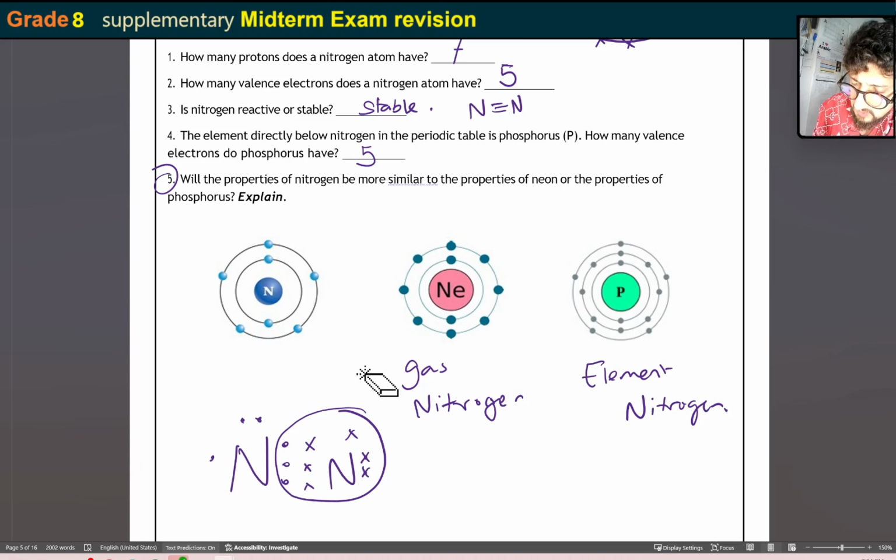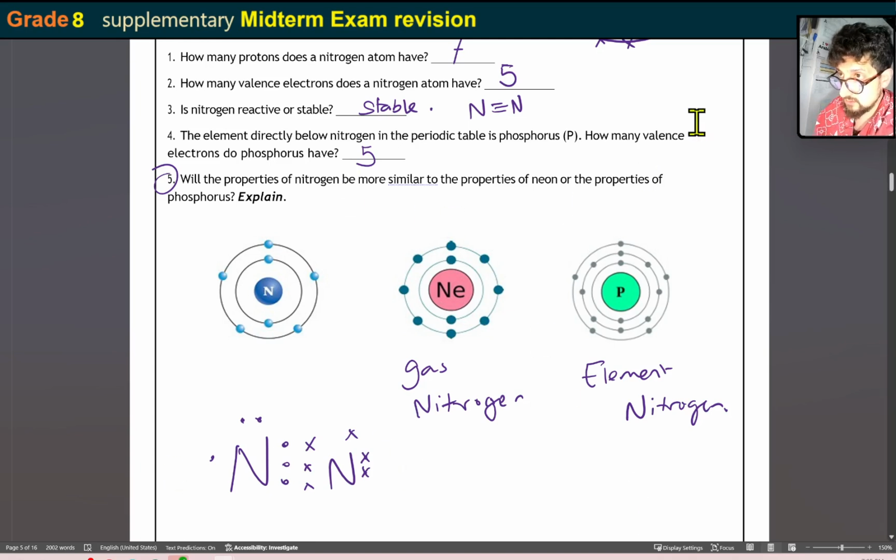Oops, what did I do here? Must have done something wrong, because now it has 9. Double bond, triple bond. Nitrogen has a triple bond. Just a second. Drew an extra electron, didn't I? Here we go. That fixes things.